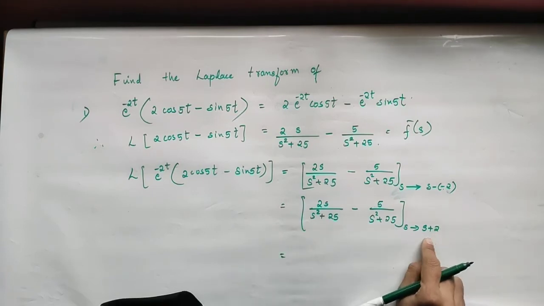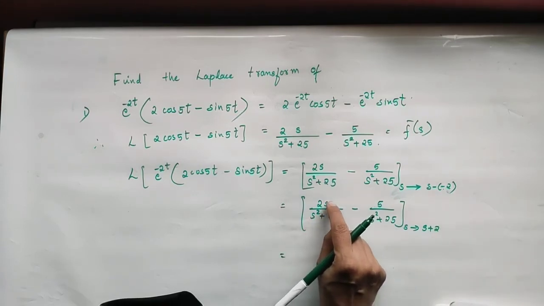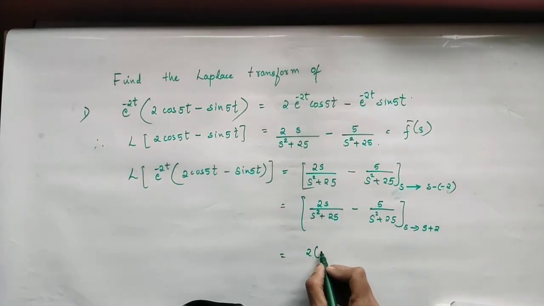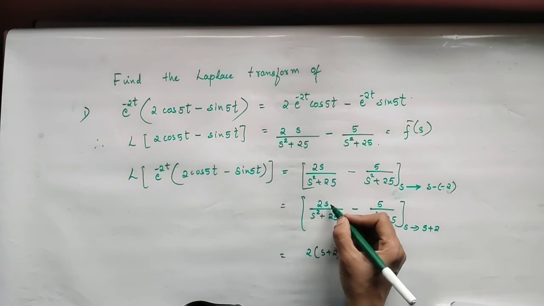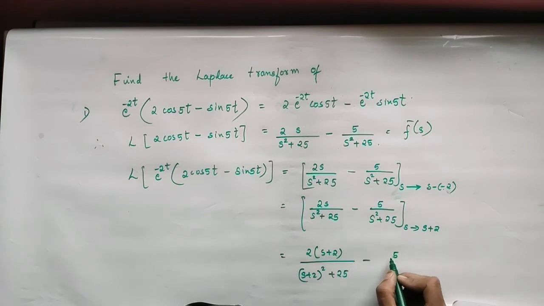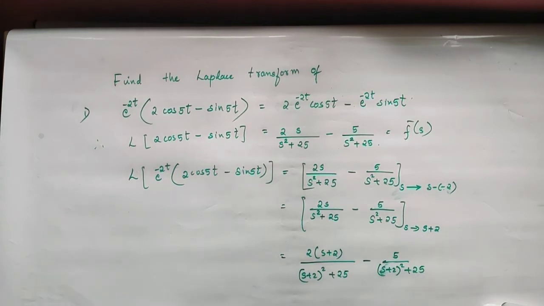Now everywhere wherever it is s here, you are going to change it to s plus 2. So it becomes 2 times s plus 2, because you are changing your s to s plus 2, divided by s plus 2 whole square plus 25, minus 5 divided by s plus 2 whole square plus 25. Now you can further simplify this.